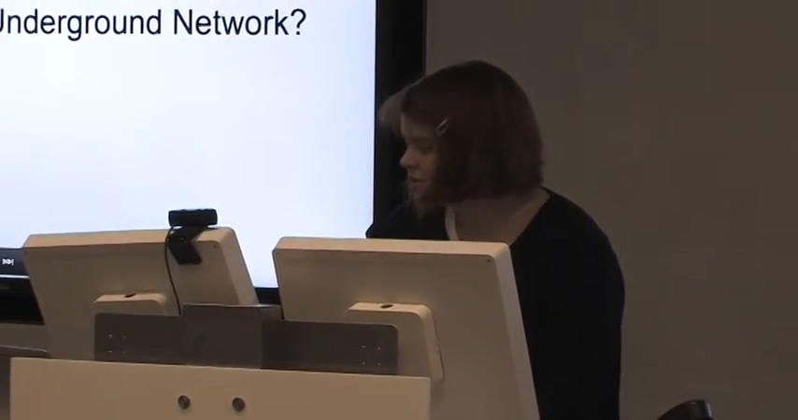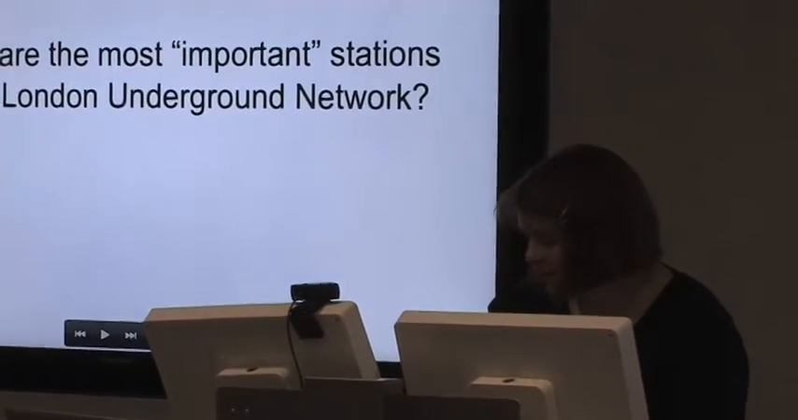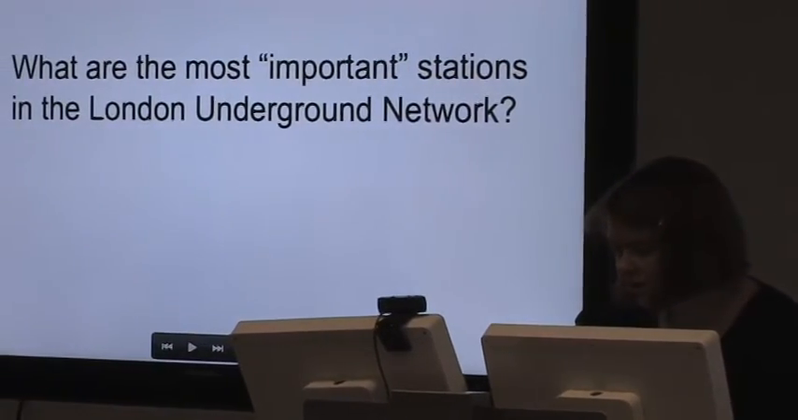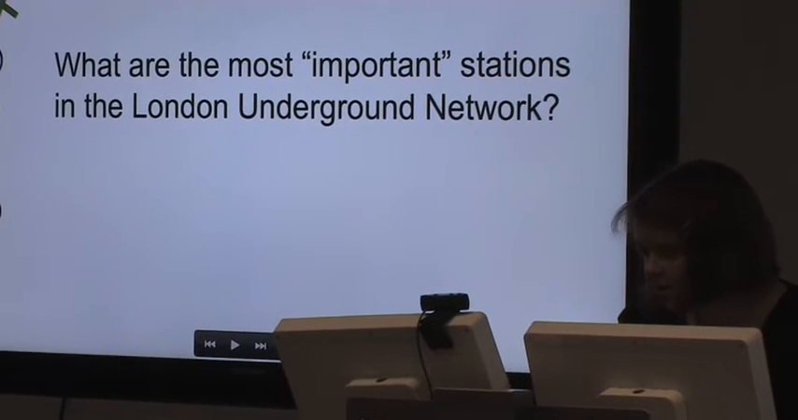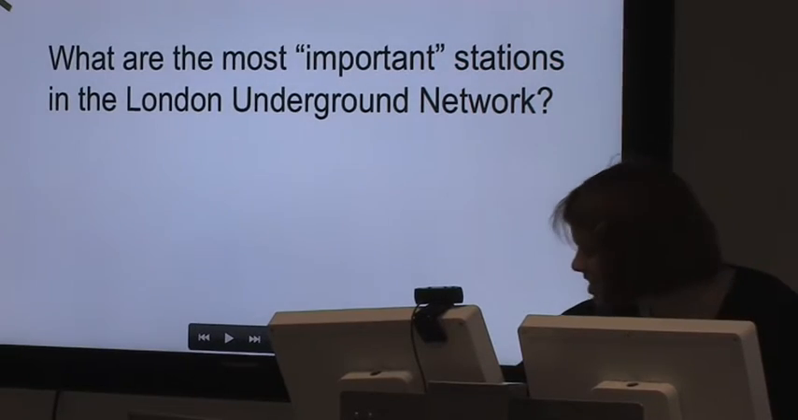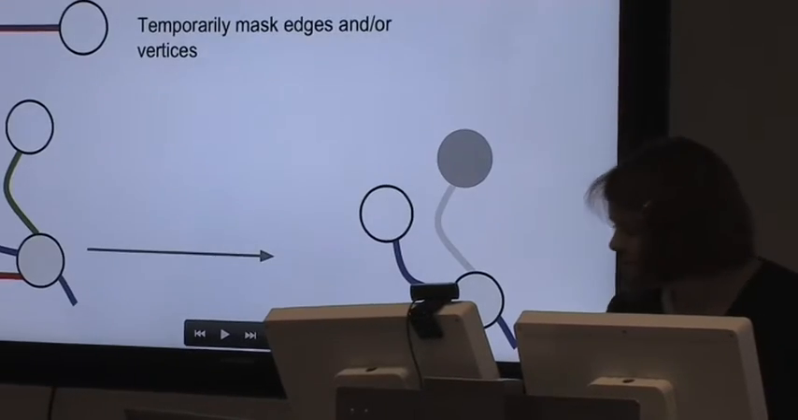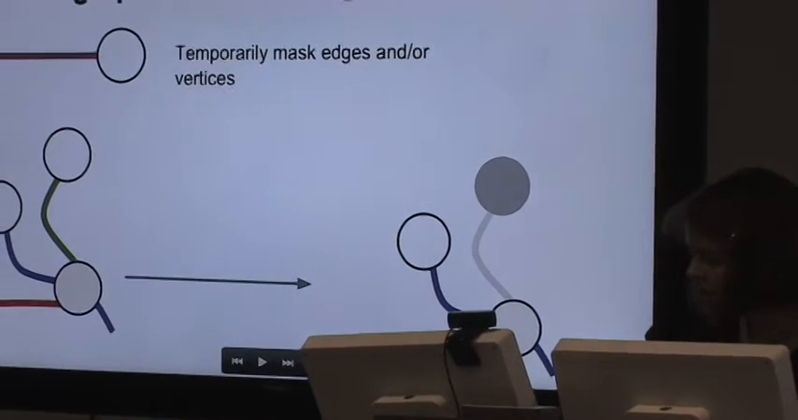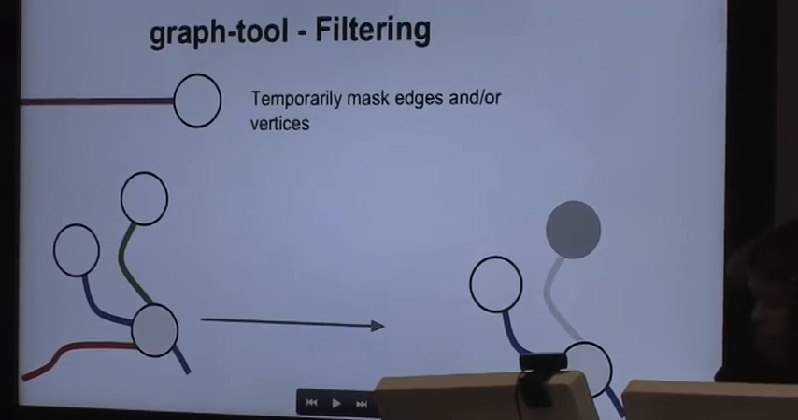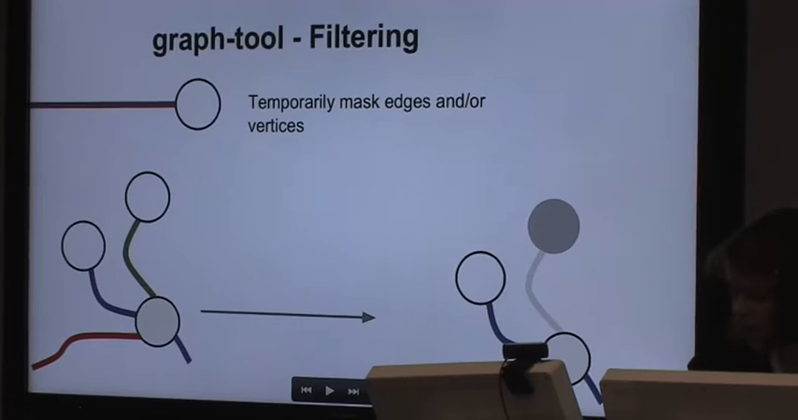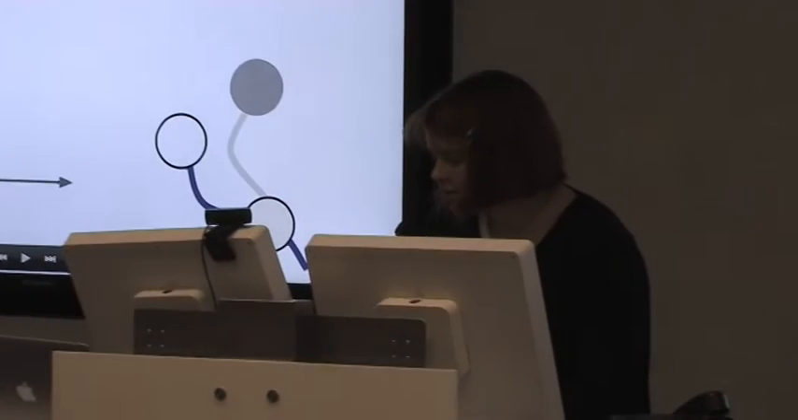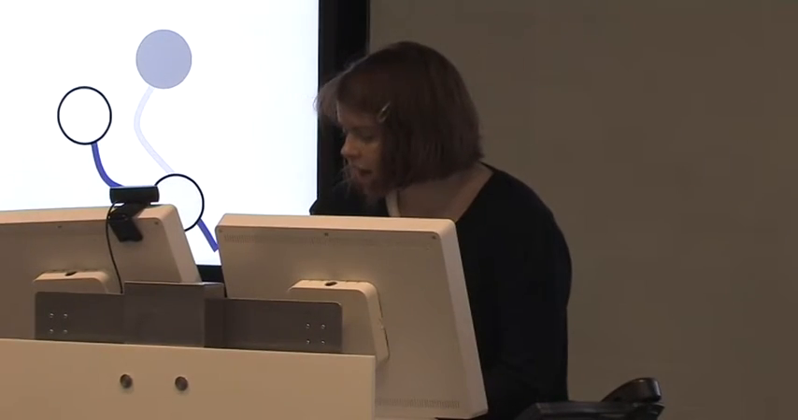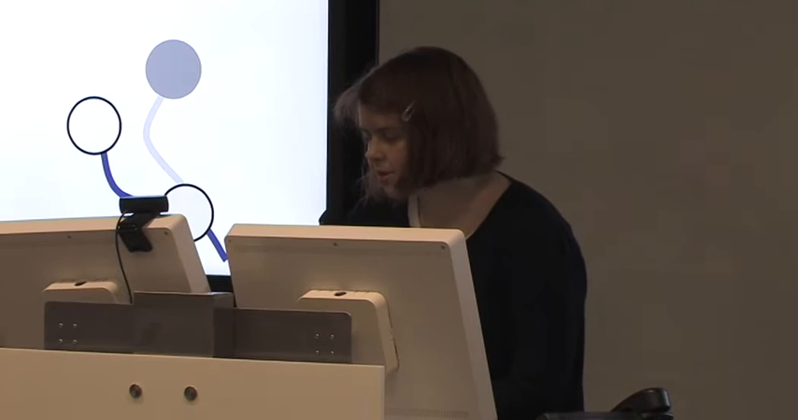So that's a very basic answer to what are the most important stations in the London Underground network. The second question that I wanted to answer is, what happens if we suspend one of those stations? I mean, apart from chaos, we all know chaos is going to happen, but if we want to quantify it, we have to mask some of the stations in our network. We're lucky in the sense that Graph-tool actually provides a convenient filtering method to do this. You can temporarily mask edges and vertices without actually removing them from the graph, which is quite convenient.